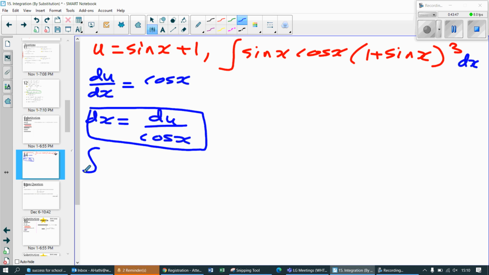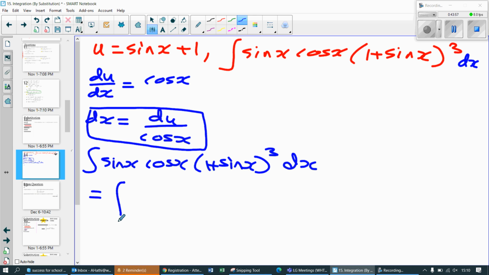So the integral of sine x cos x 1 plus sine x all cubed dx equals, well, what is sine x? Go back to my substitution. What is sine x? Sorry? U minus 1. Everyone happy with that? From here, sine x is just u minus 1. So that's u minus 1. What is cos x?